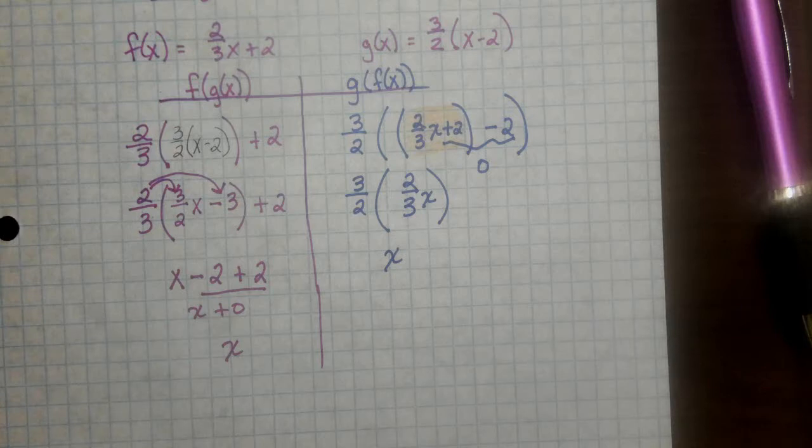What questions do you have? Yes. Why is the minus 2 there? Because it's coming from that one up there, and that one's inside the parentheses.